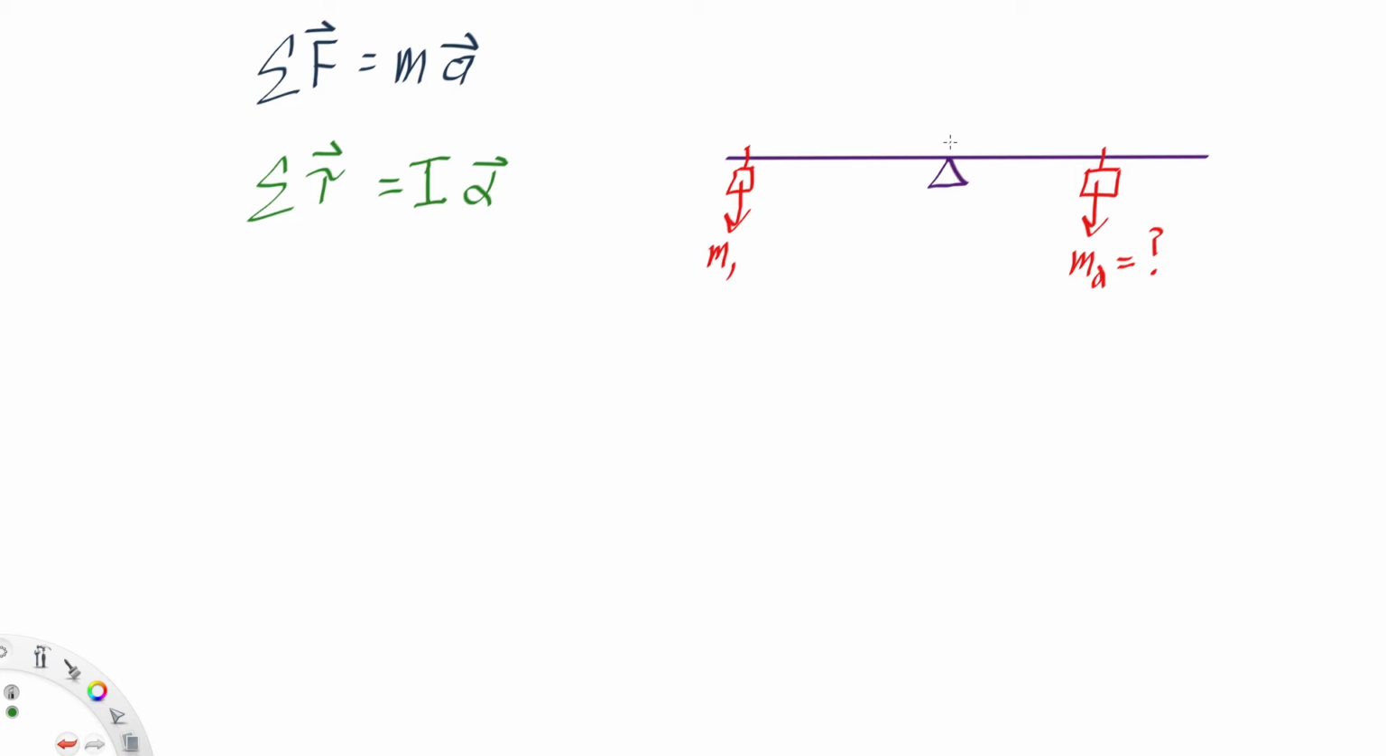So the pivot point is put directly at the 50 centimeter mark. And your first mass, let's say, is hung from the 10 centimeter mark. And your second mass is hung from the 75 centimeter mark. Okay.